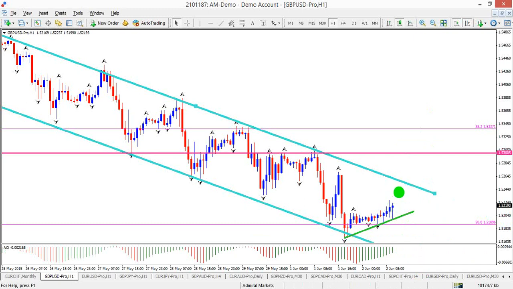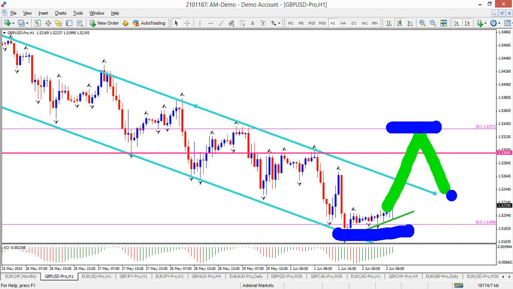The other scenario would be to wait for a break, fib the break, put a fib from here to here when it does break 153. Look for a 38 or 50 fib here and take, I think, the long there at the discount.